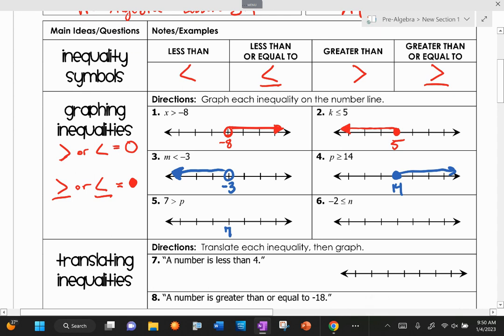Okay, number 5 and number 6 might trip you up. Why might they trip you up? Yeah, because it's reversed, right? So you've got to kind of think of it like that, okay? Number 5 is no longer P is greater than 7. It's 7 is greater than P, right? So that means 7 is the highest number.